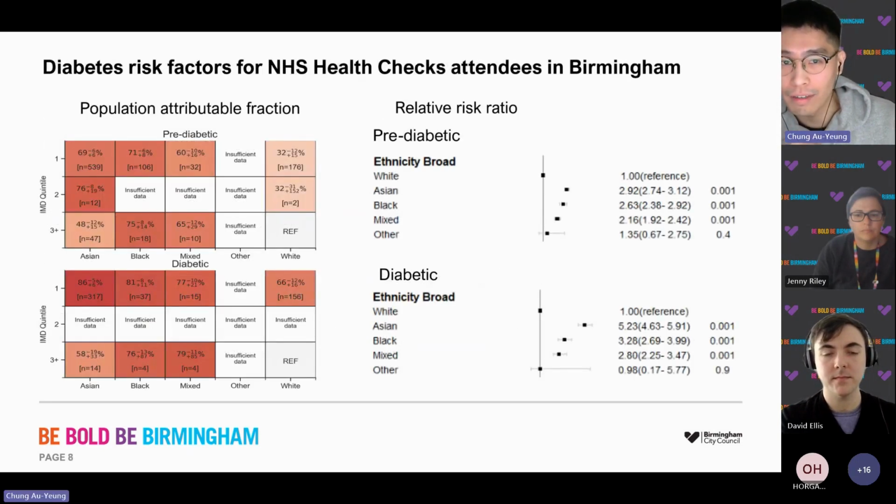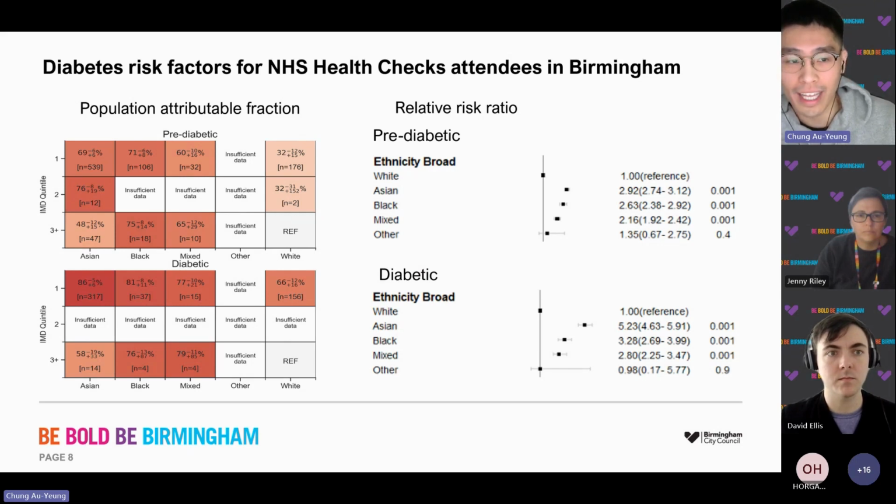So this is one of our projects, which is diabetic risk factors for NHS health checks attendees in Birmingham. We used 5 years of rolling data from 2018 to 2023, with around 10,000 observations in the data set. We use two types of analysis in this one, the first being the population attributable fraction. It indicates how many negative events could have been avoided if the health check attendees had the same level of risk as the reference group.